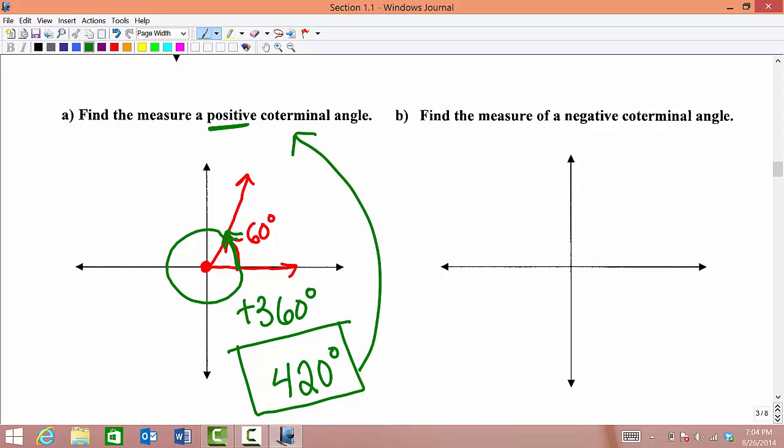They have the same initial side and the same terminal side, but for the 420 we made one extra complete rotation to land at the same terminal side.